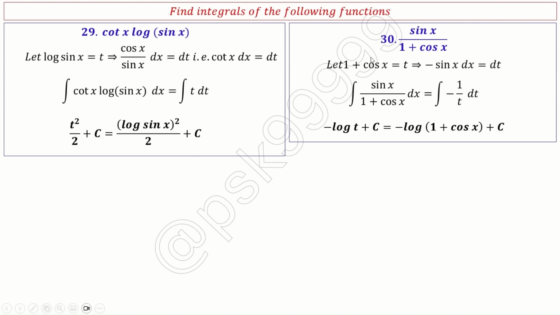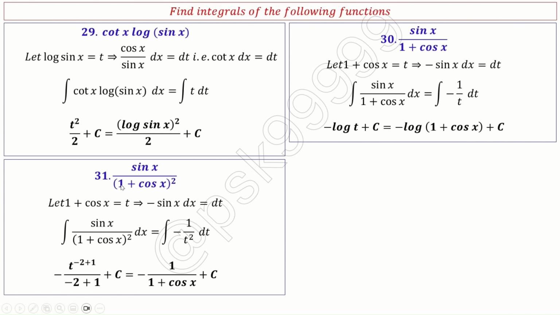Sin x by 1 plus cos x, you can do it yourself. You take the denominator as t, then the numerator will go into dt. Only a negative sign will come. Carefully do it. This is also exactly the same as above. Only thing is, instead of 1 by t, you will get integration of 1 by t square. That's the only difference. Rest all is the same.